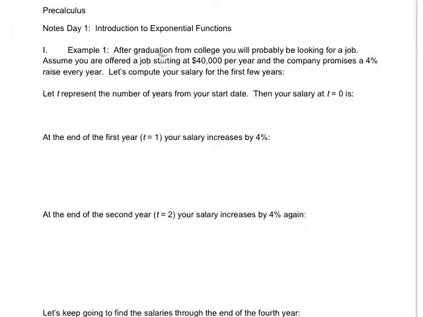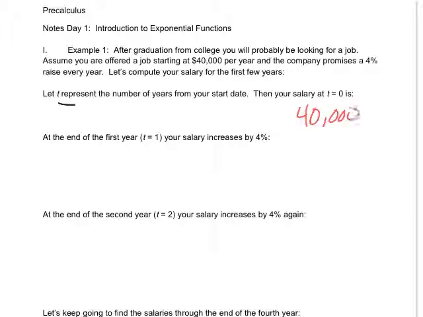We're going to start with an example. After graduation from college, you're probably going to be looking for a job. And let's assume you're going to be offered a job starting at $40,000 a year. And the company you work for is going to promise you a 4% raise every year. And let's figure out your salary for the first couple of years. So we have T is going to represent the number of years from your start date. And then at time 0, your salary is going to be the $40,000.